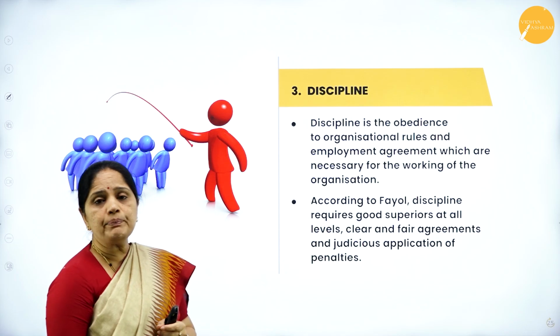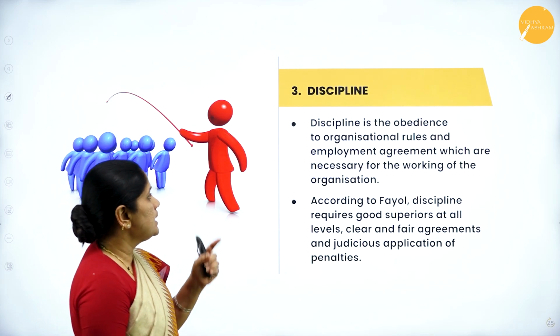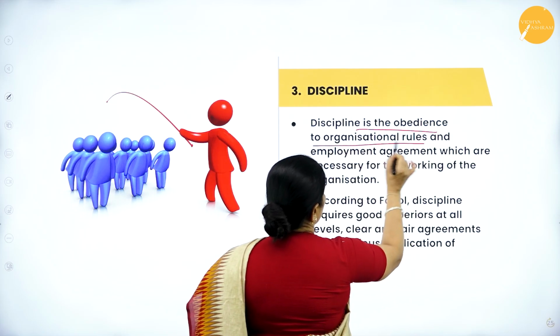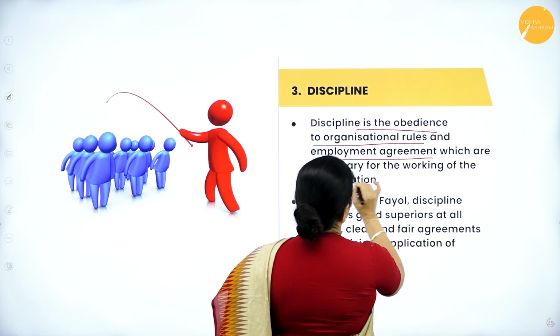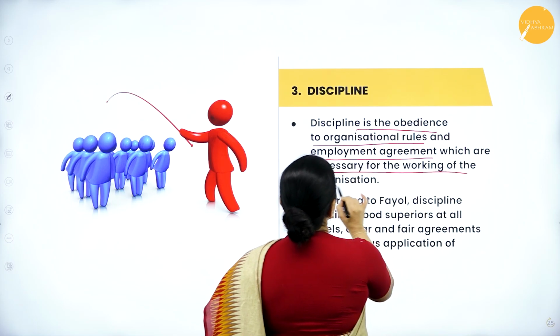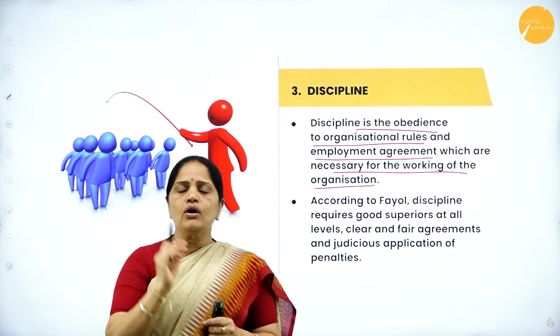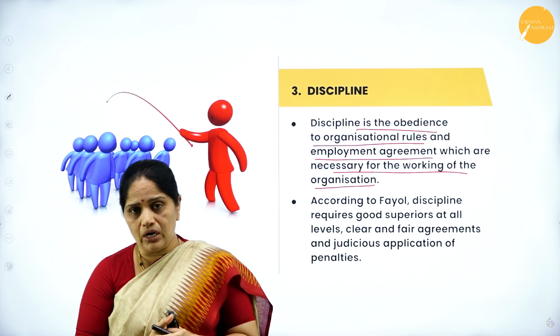Then the third principle of Henry Fayol is discipline. Discipline is the obedience to organizational rules and employment agreements which are necessary for the working of the organization. So, the respect and obedience for the rules of the organization.